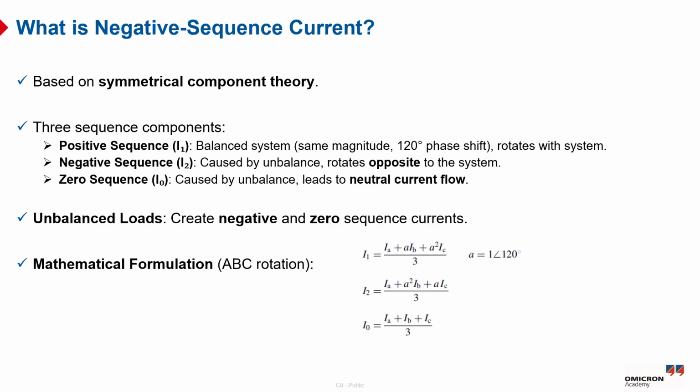These components are calculated from the phase currents using symmetrical component formulas, allowing us to analyze and protect against system imbalance. And here is the mathematical formulation for I1, which is the positive sequence current, I2, the negative sequence current, and I0, the zero sequence current, where a is a constant equal to 1 with a phase angle equal to 120 degrees.